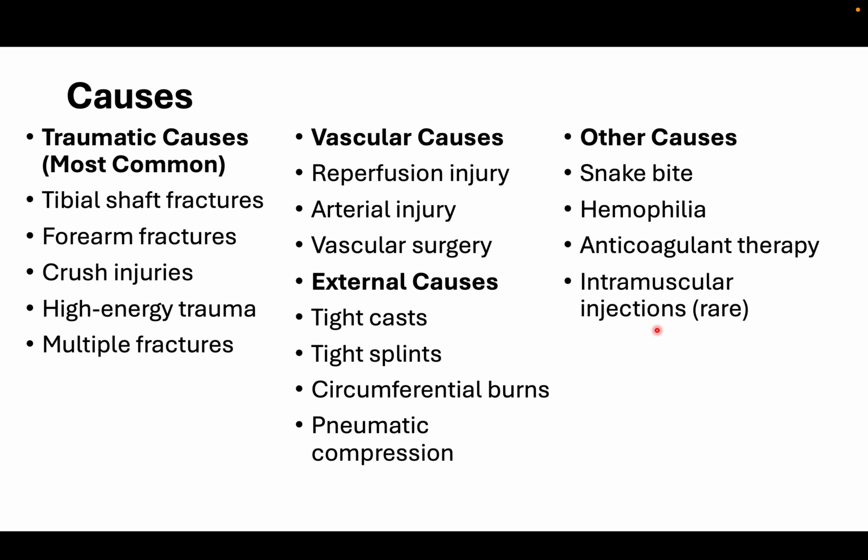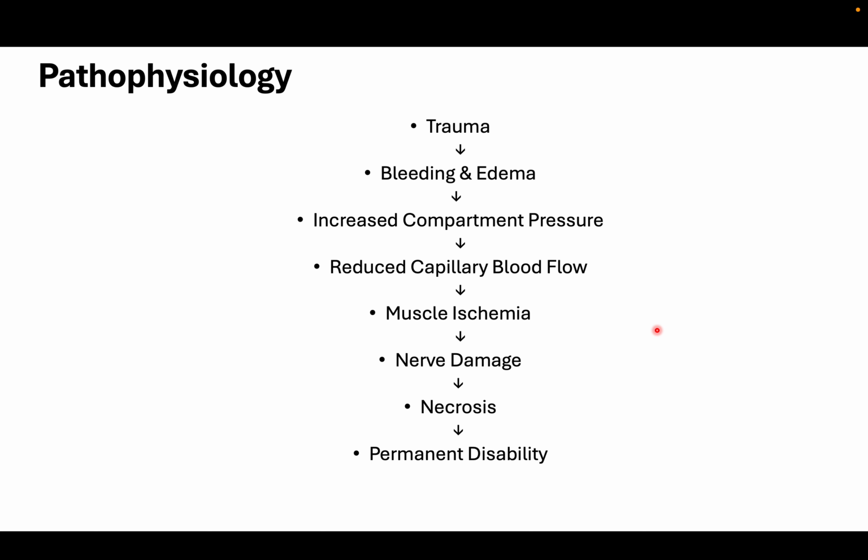These are rare cases. In the pathophysiology, whenever there is a trauma, it leads to bleeding and edema of that part of the limb. Increased bleeding and edema lead to increased compartment pressure. Increased compartment pressure leads to reduced capillary blood flow and muscle ischemia. Then nerve damage, necrosis of the tissue, and permanent disability. This is what happens if we do not intervene in the process of compartment syndrome.